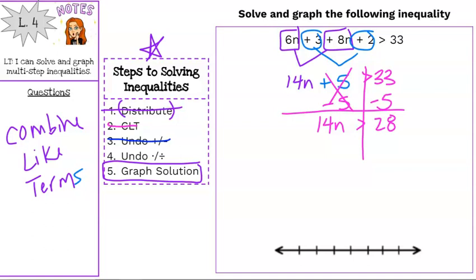We have 14n, which is 14 times n. So we're going to undo that with divide by 14 on both sides, and we get n is greater than 2.